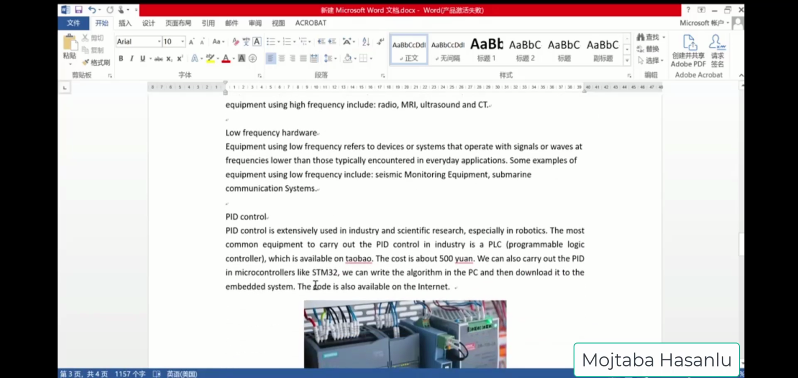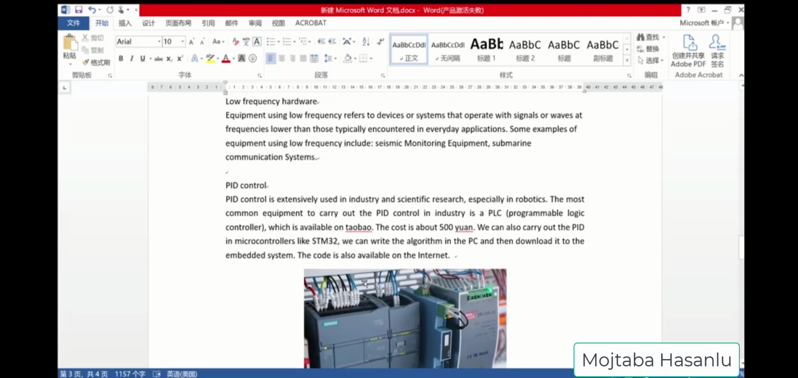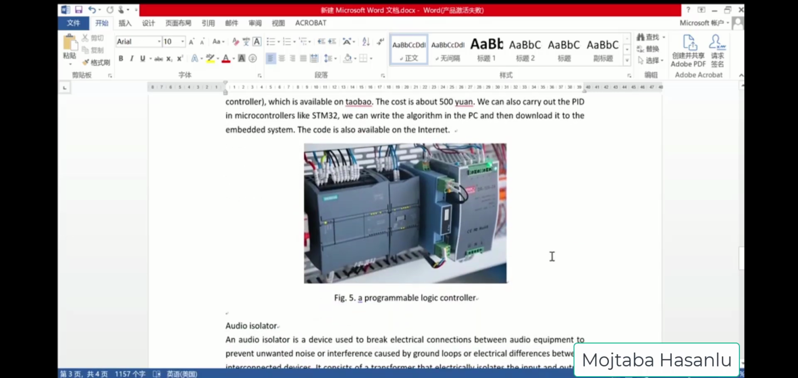The next is the PID control. PID control is widely used in industry and scientific research. We also use a programmable logic controller, a PLC, to carry out the PID algorithm. A PLC is not too expensive. We can buy it from retailers or e-commerce platforms. It's about 500 yuan. We can also carry out the full algorithm on STM32. This is what a programmable logic controller looks like.